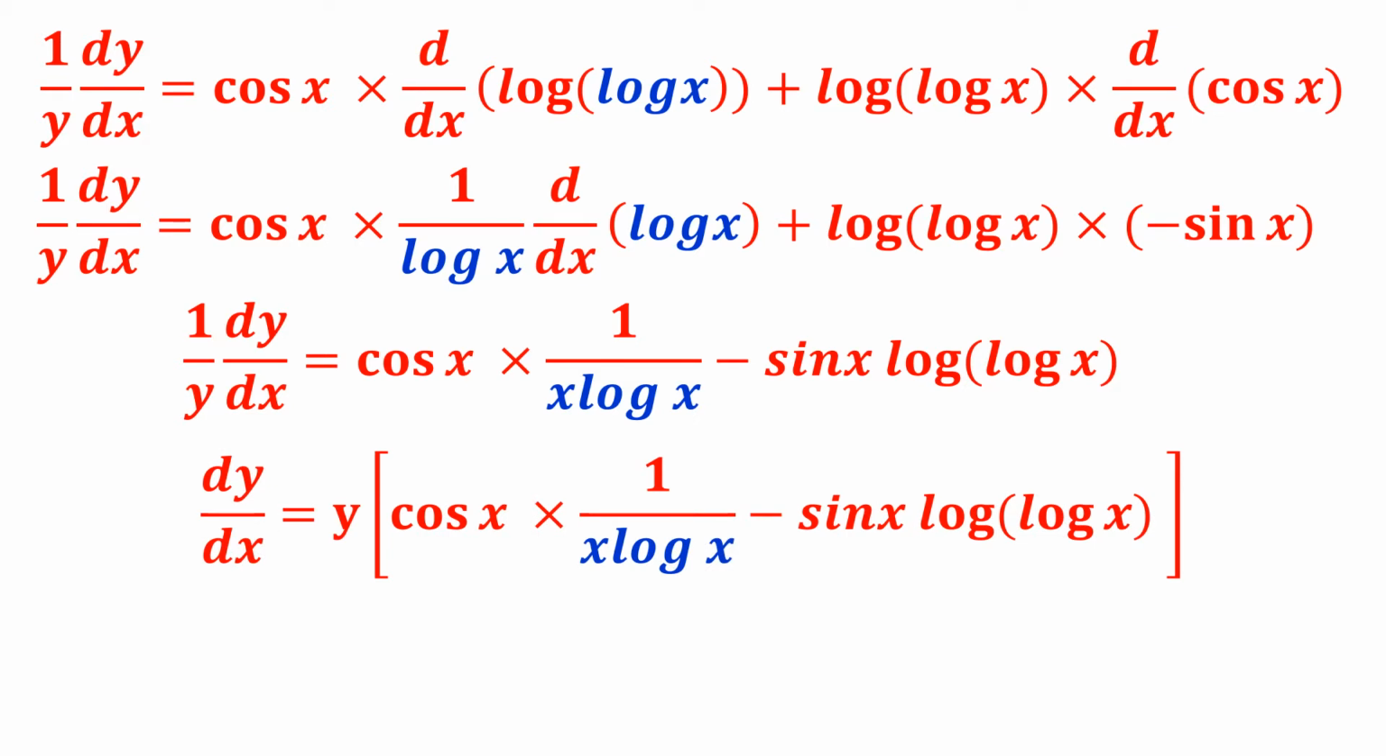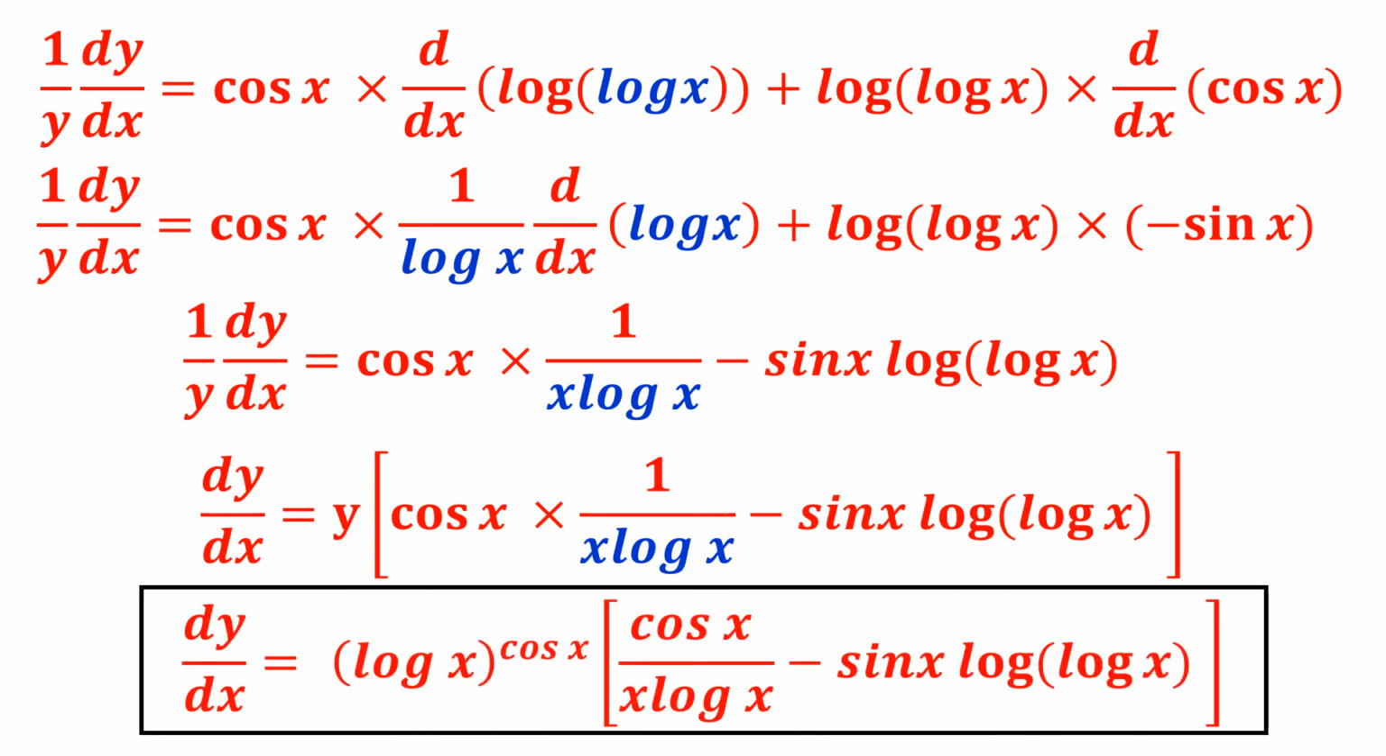You can push the y to the right hand side now to express dy by dx. Therefore dy by dx is, substituting, (log x) whole power cos x into [cos x by (x log x) minus sin x into log of log x]. You can take LCM and express it, but it is enough if you express it like this.